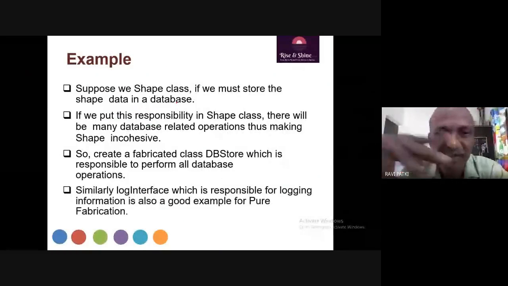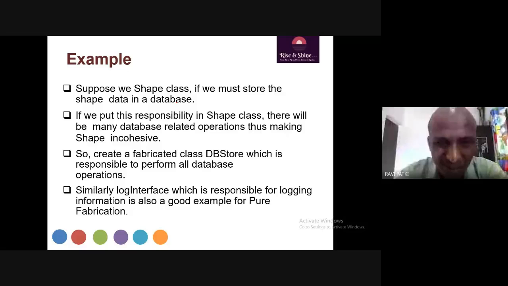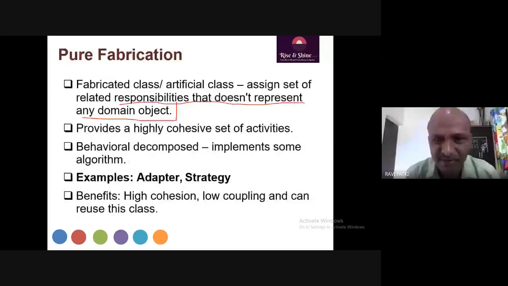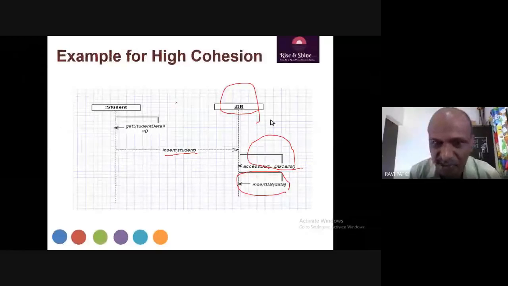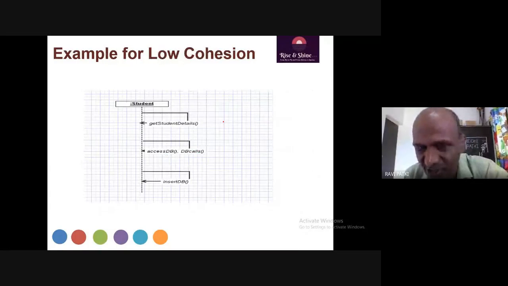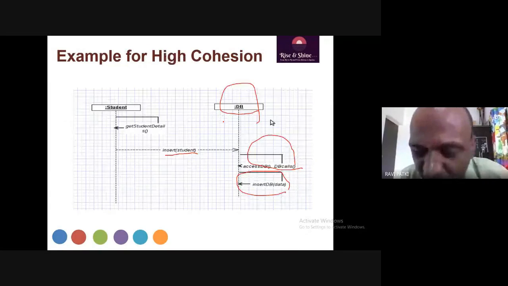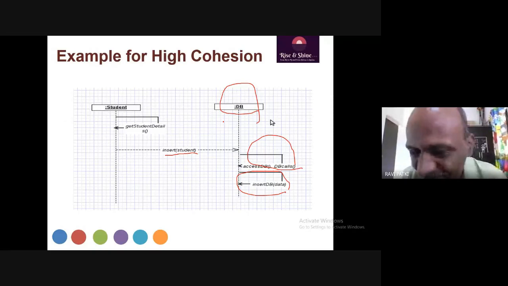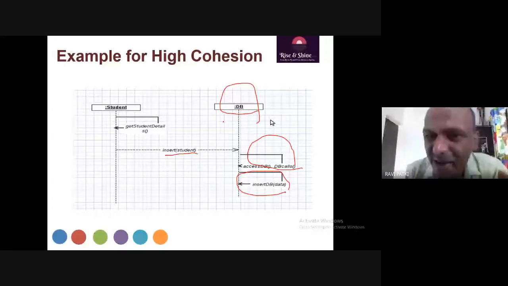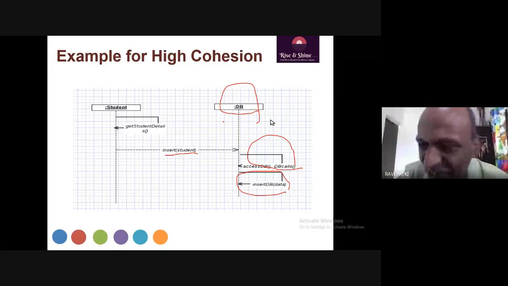Example, suppose we have a shape class, and if we must store the shape details in a database, if we put this responsibility in the shape class, there will be many database-related operations, thus making the shape class bloated. So again I will go to this example. So what is this DB? Here see, the student is doing all the things, but I have fabricated. DB is not a domain-related class. No, I have designed it to handle the database-related activities.